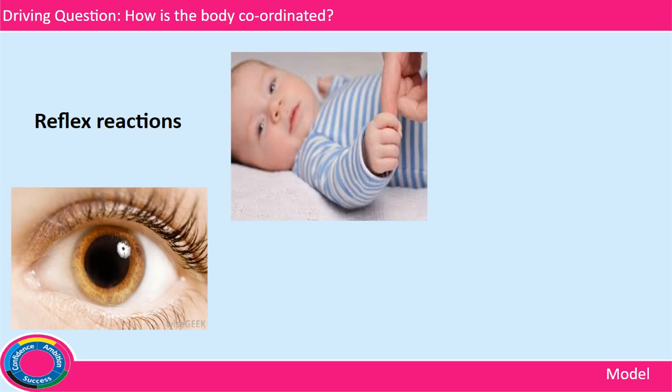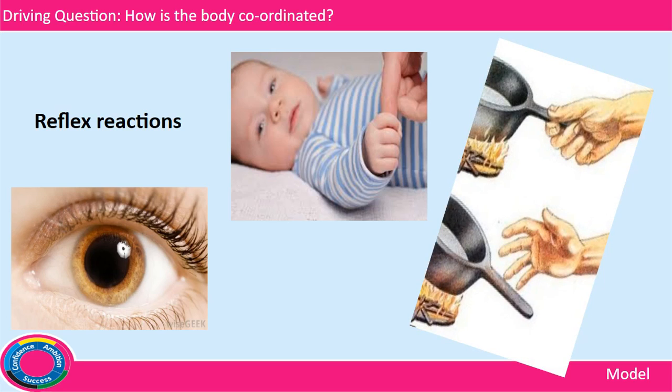Here you've got a very cute baby. As you can see, the majority of you have before put a finger in a baby's hand, and the baby has an automatic grip reaction to grab the finger. As you can see here, if you touch something that is hot, you will automatically pull your hand away to protect yourself. And all of these are examples of reflex reactions.